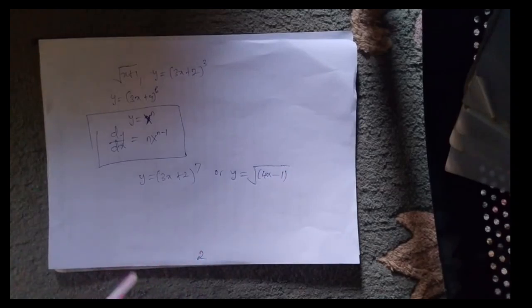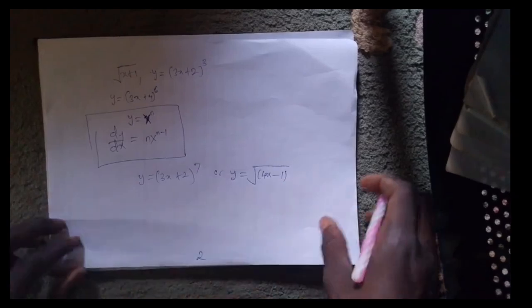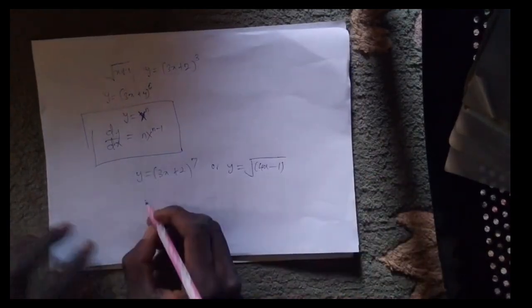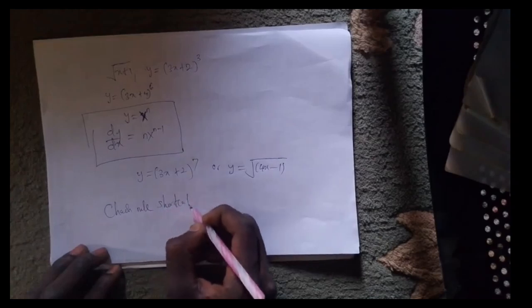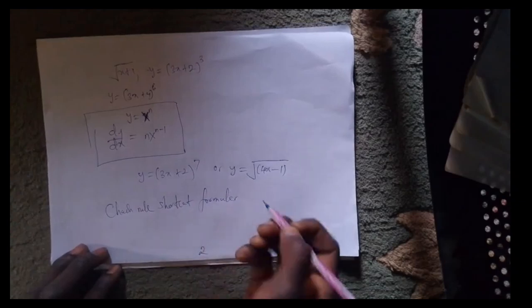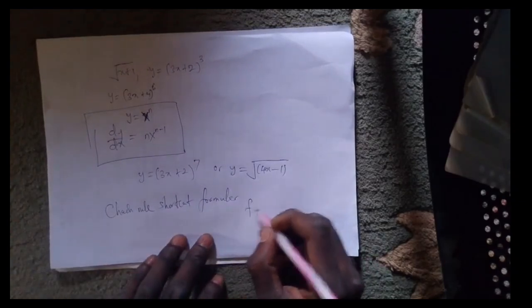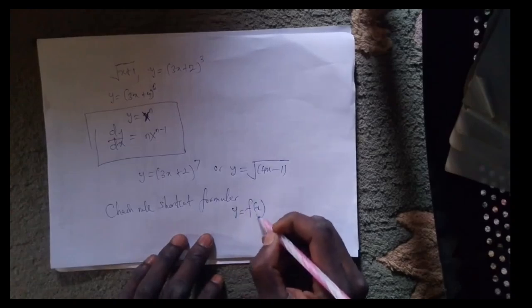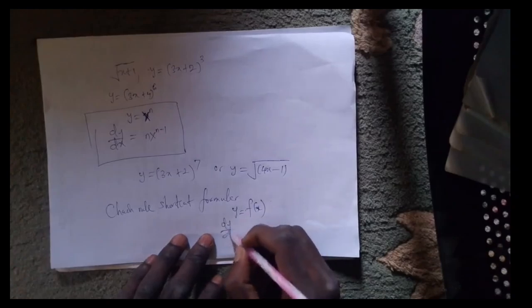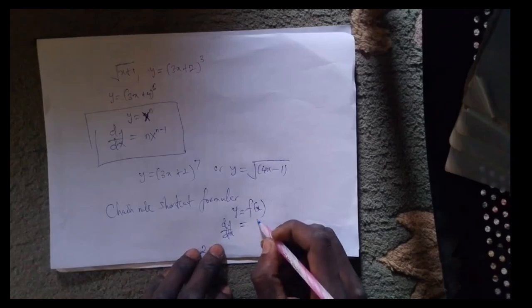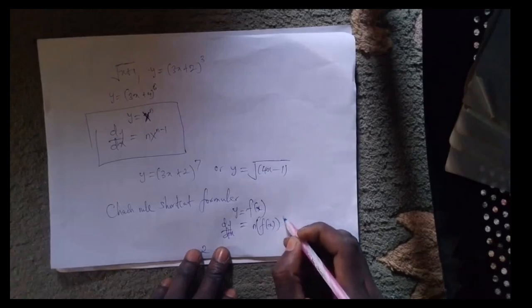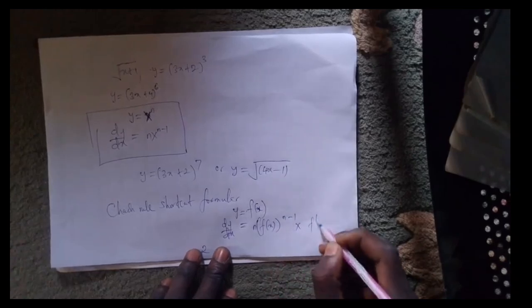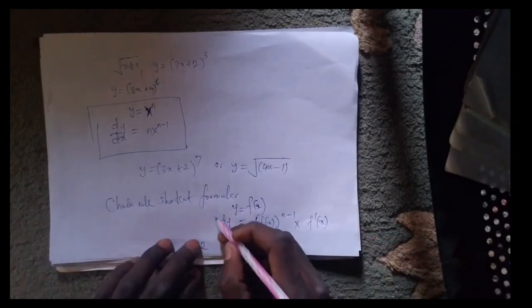So in this case, I'm going to use the chain rule shortcut formula. The formula is: if y is a function of x, y is equal to f of x all power n, then dy dx will be n times f of x power n minus 1 times f prime of x. Okay, master this formula, please.